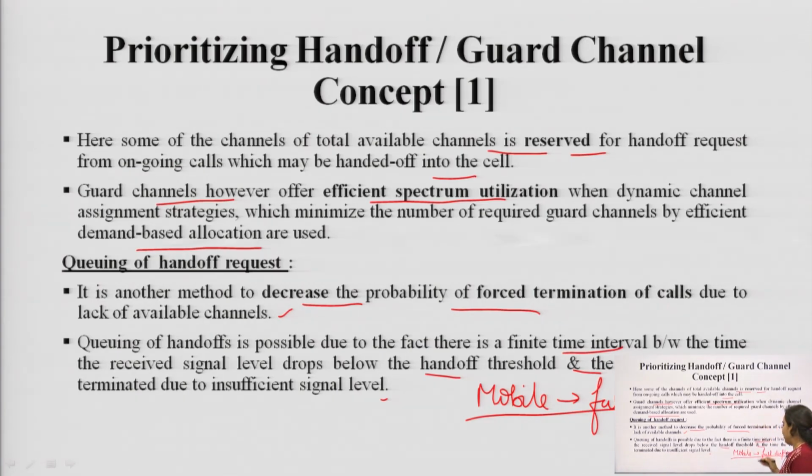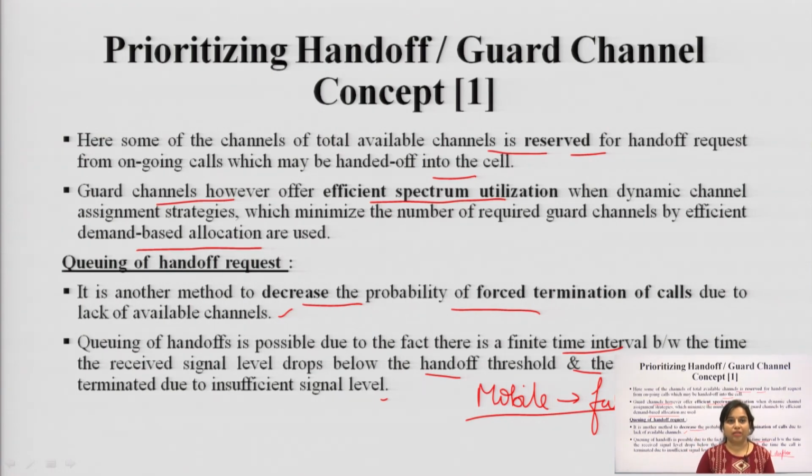So, it is possible due to the fact that there is a finite time interval between the time the received signal level drops below the handoff threshold and the time the call will be terminated. This is the time duration during which the call will be queued. So, that is our handoff being queued. That is the concept of queuing. Prioritizing, on the whole, means that a set of frequencies will be allocated or reserved for the purpose of handoff, so that the transferring of the control signals will be maintained and the call will not be terminated in between.